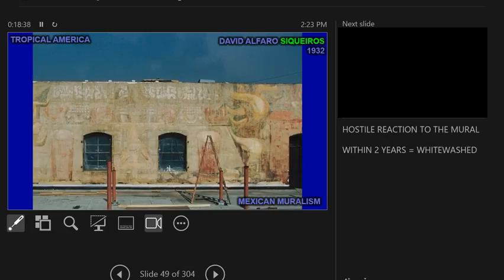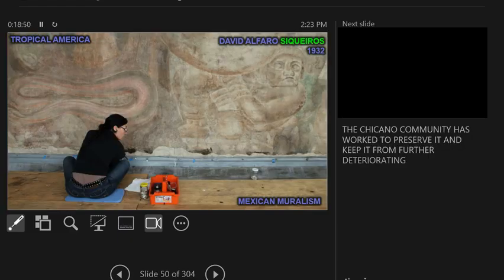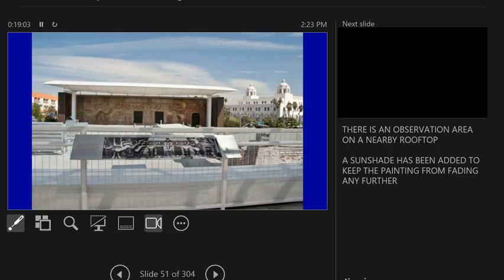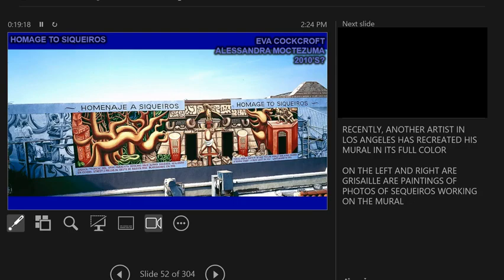This is what the mural looks like now. It was whitewashed pretty much immediately after it was painted, but they're trying to save the mural and restore it. So here's somebody working on the restoration of the mural. There is a viewing point where you can look at the mural, and then it has a photograph of what it looked like when it was first made, and you can kind of imagine that on the building across. Elsewhere in Los Angeles, somebody has recreated the mural with its full color, so that'll give you a sense of what it would have looked like back then.